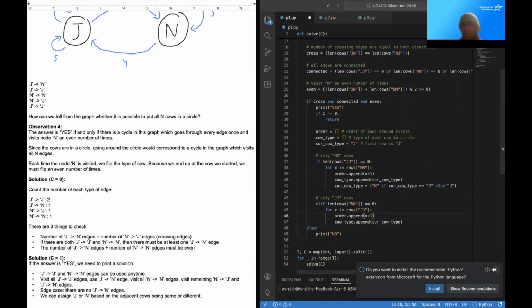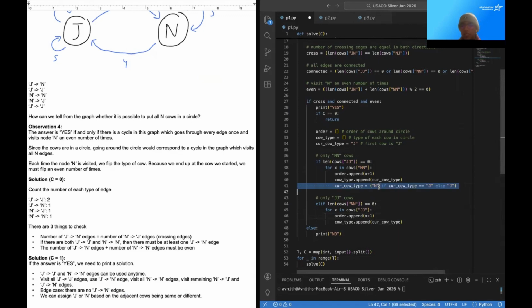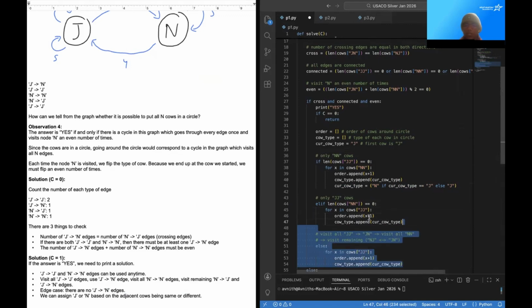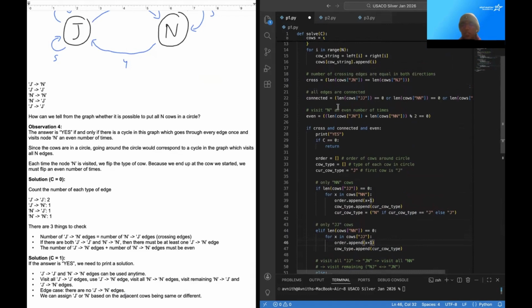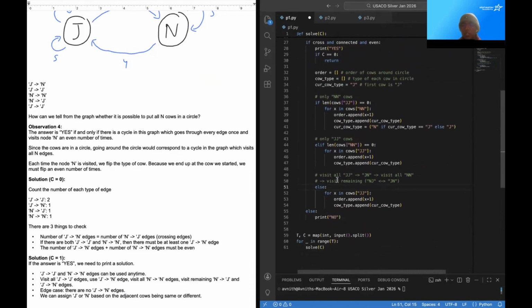If there are only n to n cows, then we can just loop through all of them, and make sure to flip the type after each, because each time you visit n, we have to flip the type. If there are only j to j cows, then we can do the same thing. This time we don't have to flip because we never visit the node n. Otherwise, if there are both of those, there must be a j to n edge by the condition of being connected. So we just implement our strategy.